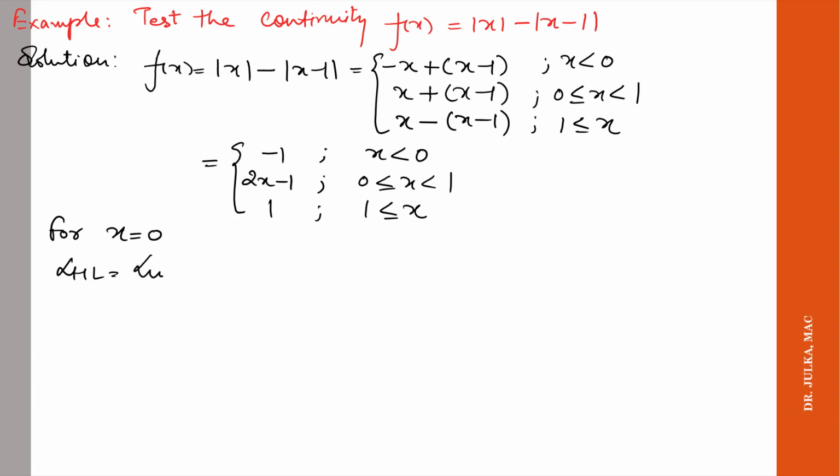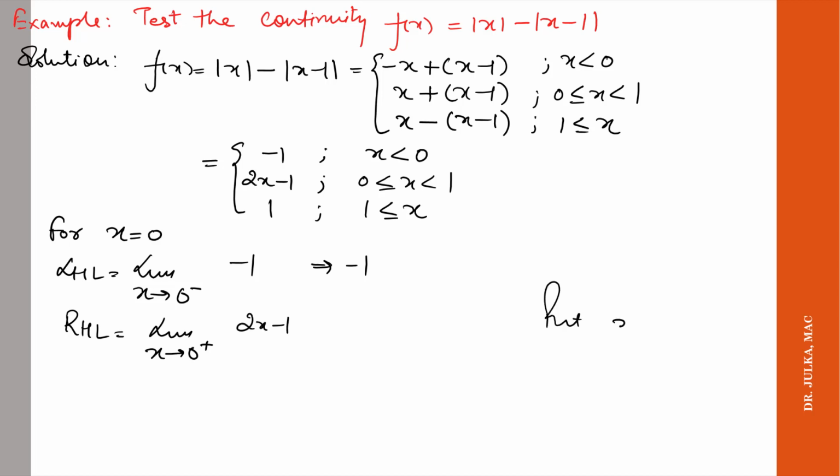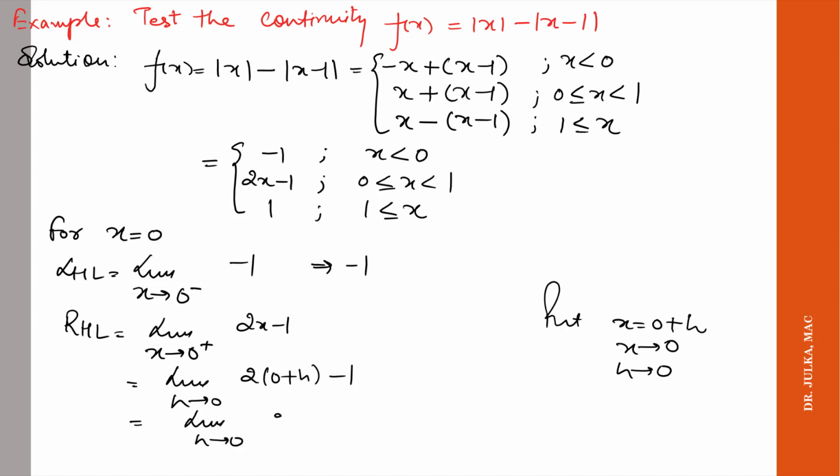So first we calculate for x equal to 0. First we calculate left hand limit, x tends to 0 negative, and the value of function is minus 1. And the right hand limit is limit x tends to 0 positive, and we take function 2x minus 1. Put x equals 0 plus h, x tends to 0, so h tends to 0. Limit h tends to 0, replace x by 0 plus h.